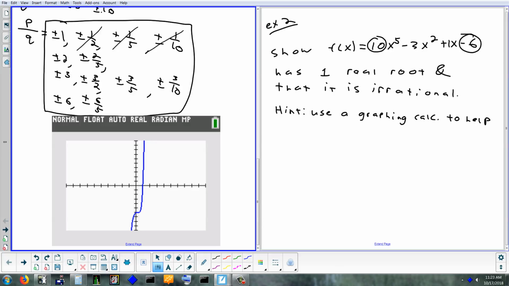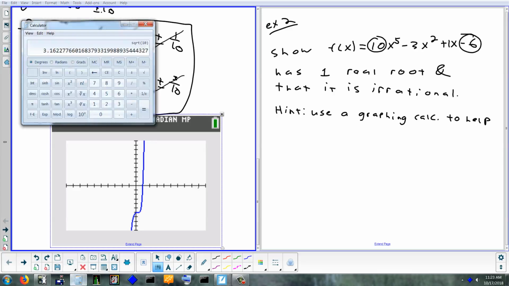Does it look like it's near +2 or -2? No. So a lot of these options we created don't even look reasonable. 2/5, that's 0.4. No, it's not near plus or minus 0.4. It's nowhere near plus or minus 3. 3/2, that's 1.5. Does it look like it's near 1.5? Negative 1.5? No. 3/5, that's 0.6. 3/10, that's 0.3. Plus or minus 6, it's not even close to those.